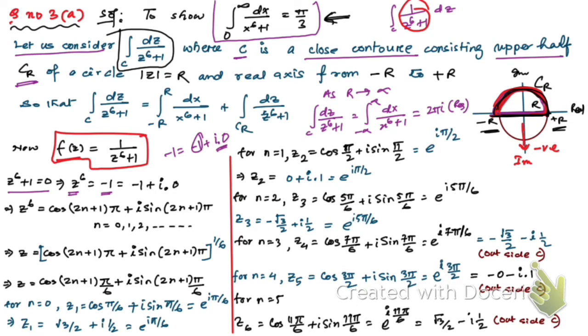So minus 1. We know that cos of (2n plus 1) pi is going to be minus 1 for n equal to 0, 1, 2, 3, and so on. Similarly, you know the value of sine of (2n plus 1) pi for n equal to 0, 1, 2, 3, and so on is equal to 0.